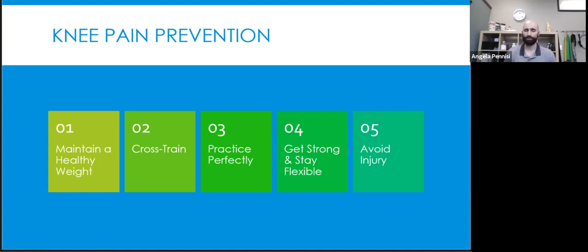And then the last one is avoiding injury. Again, so easy to say, harder to do in certain situations. Obviously, sometimes stuff happens, but if you can avoid it, and really these things that we talked about in the beginning, our 1 through 4, are things that will help you avoid injury. But again, obviously there are some situations where just things happen.